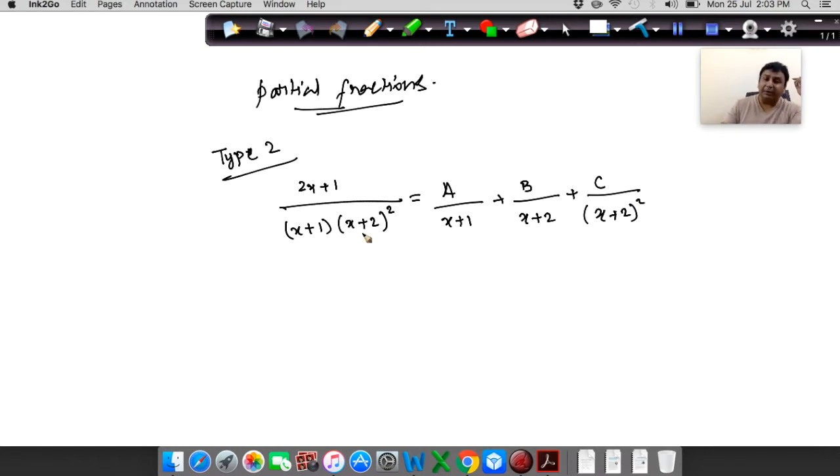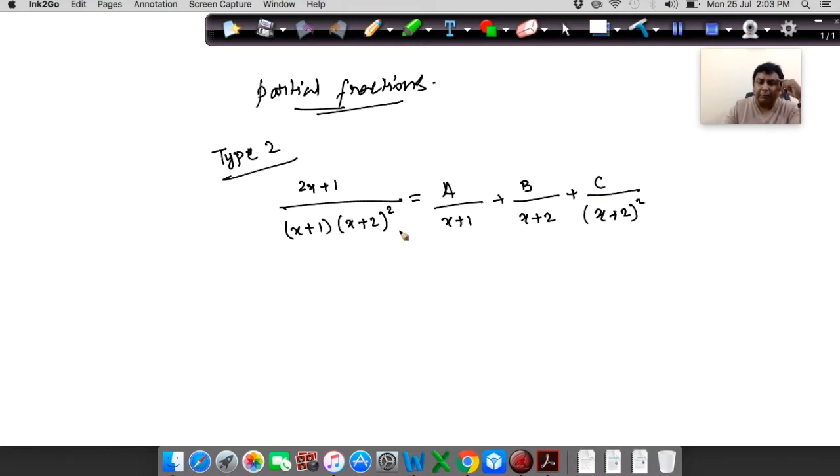You can't make this x plus 2 and x plus 2. You're thinking that most likely, but you can't. The reason is that x plus 2 and x plus 2 square, the LCM will become x plus 2 square, which is present here. So a, b, c can be found out that way.